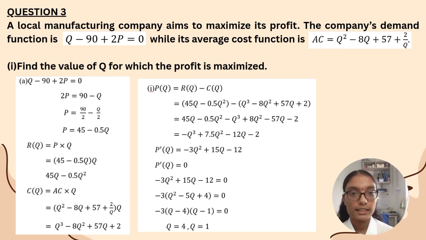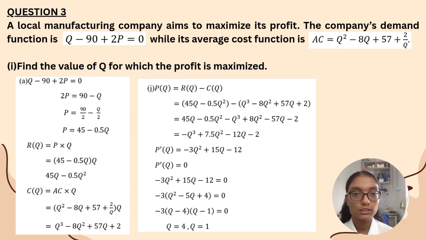For question 3, a demand function and average cost function are given, and the objective is to find the quantity that maximizes profit. First, from the demand function Q minus 90 plus 2P equal to 0, we rearrange it to express price in terms of quantity. This gives us P equal to 45 minus 0.5Q. Next, we calculate total revenue, which is price multiplied by quantity. So, R(Q) equal to 45 minus 0.5Q times Q, we get 45Q minus 0.5Q square.